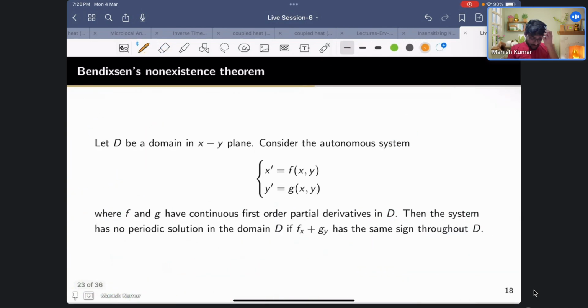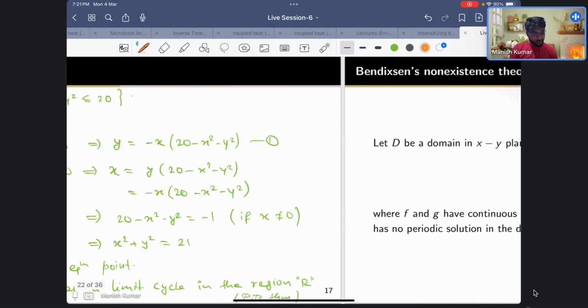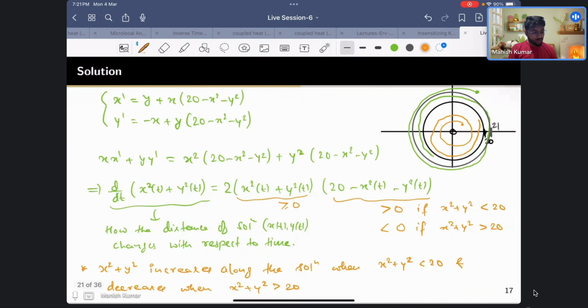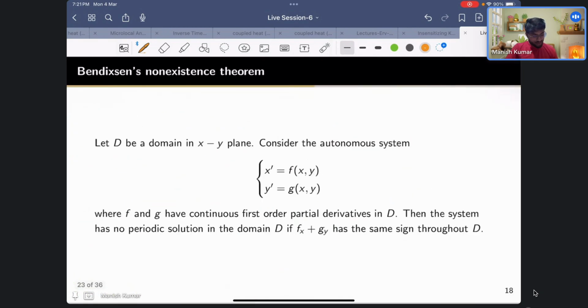Now let us move to another theorem, which is called Bendixson's non-existence theorem. And we'll see from the theorem why it is called non-existence. In the previous theorem we guaranteed the existence of a closed orbit, that means a periodic solution. Here it will tell you when there will be no periodic solution.